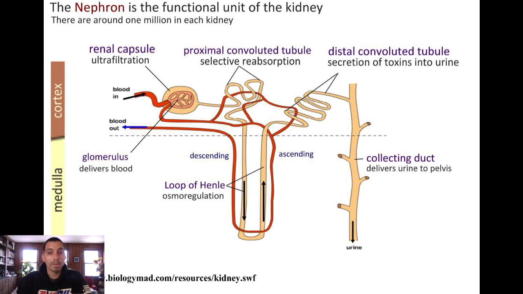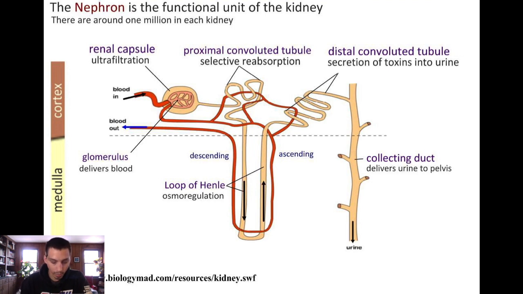So a couple of structures that we need to know about with the kidney. This is where your annotations of diagrams of the nephron come in. A couple of things that you need to know how to label in the nephron. First we have the renal capsule. That's where ultrafiltration occurs. The glomerulus within that is this capillary-like network that delivers blood to the renal capsule. So the glomerulus is delivering blood, the renal capsule is doing ultrafiltration.